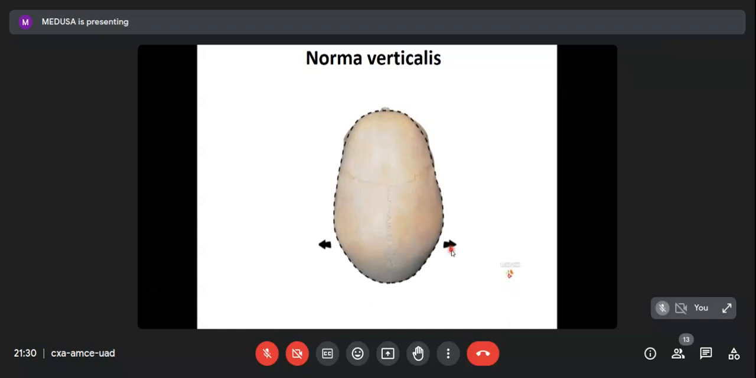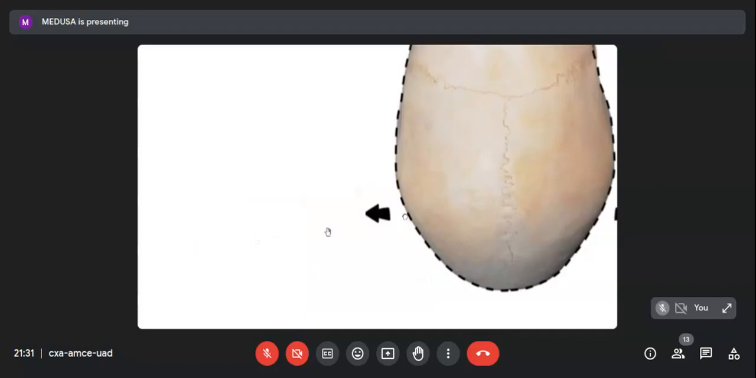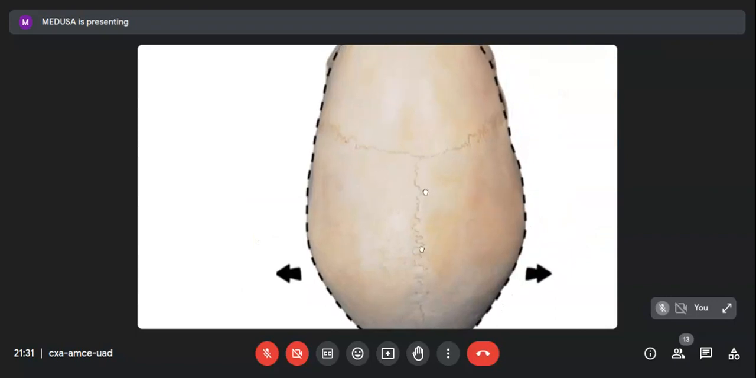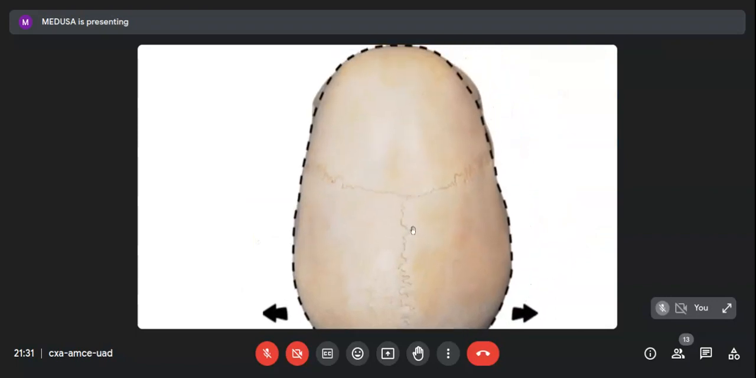Norma verticalis. So this is the top of the head. Okay, this is the top of the head. You can see... let me see if I'm able to zoom. How do they even do it? I've forgotten how to zoom. Is it here? Okay. So this is the norma verticalis, or the superior part of the head.